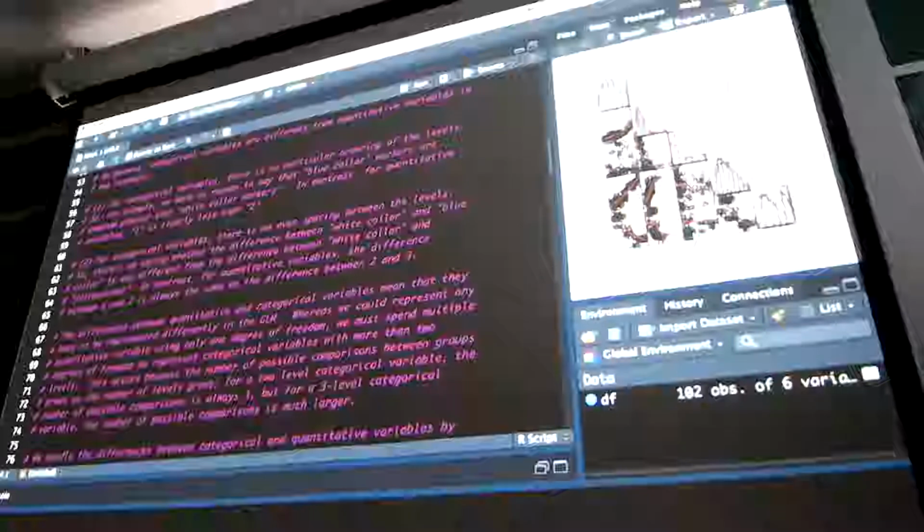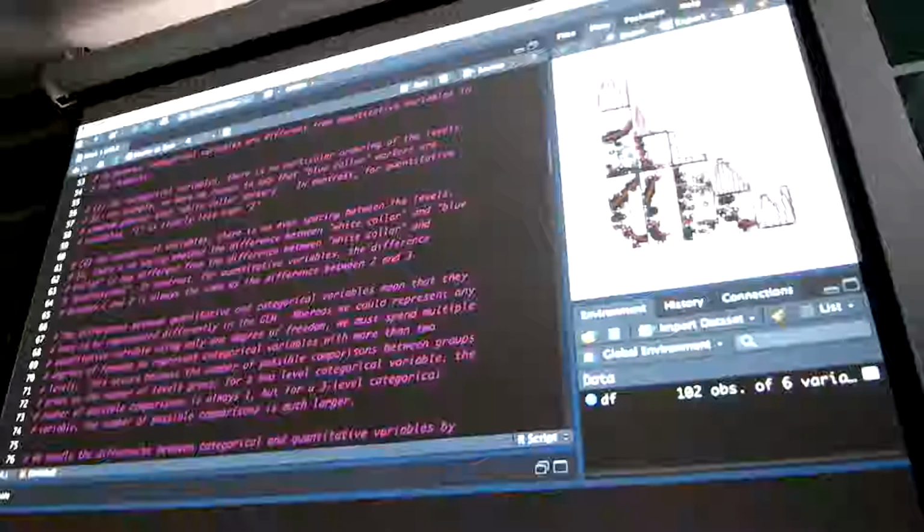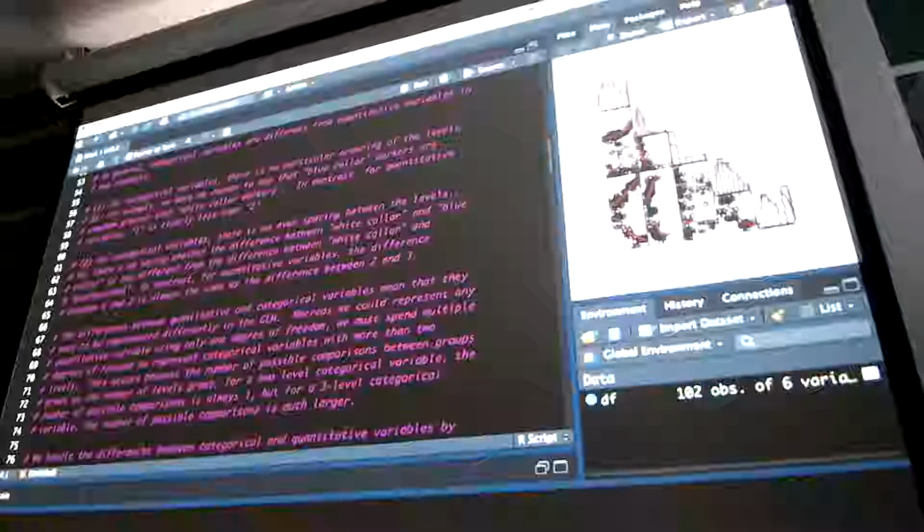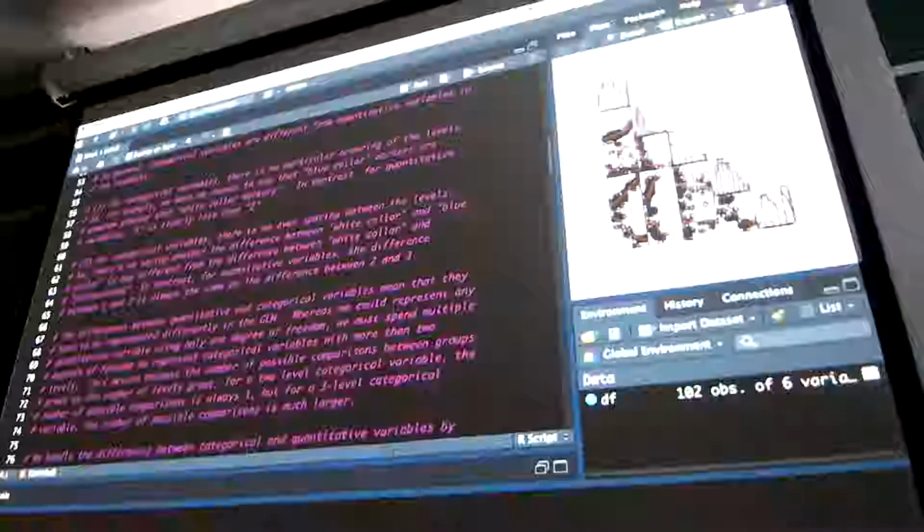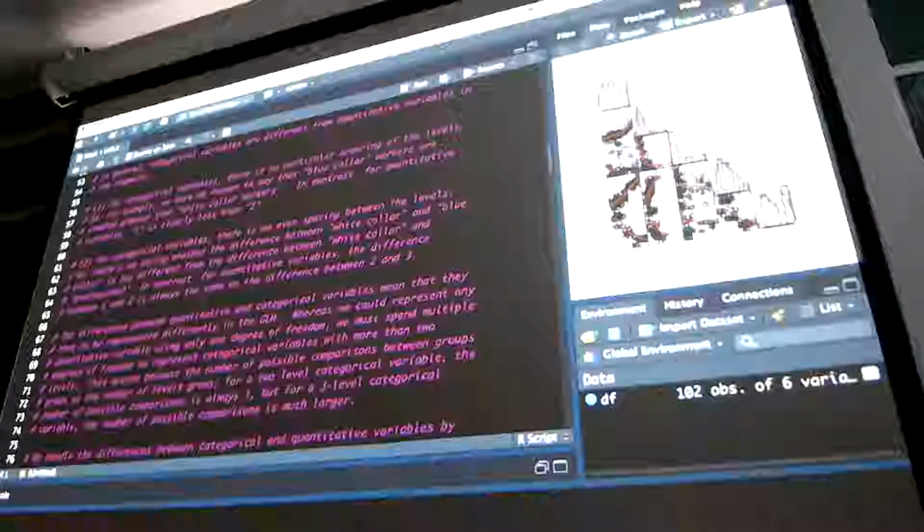There's no set amount of spacing between these variables. So the distance between the number 1 and the number 2 is the exact same as the distance between the number 5 and number 6, but between blue collar workers and white collar workers and professionals, there is no distance there. So just remember, whenever you're working with factors, to think of them as nominal variables. They are different in name only.